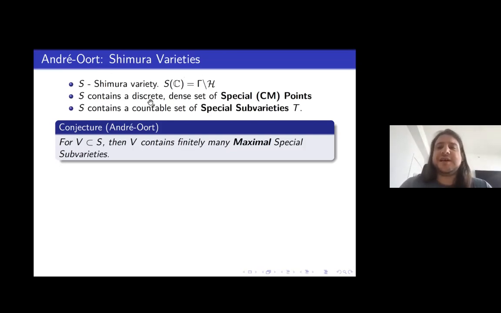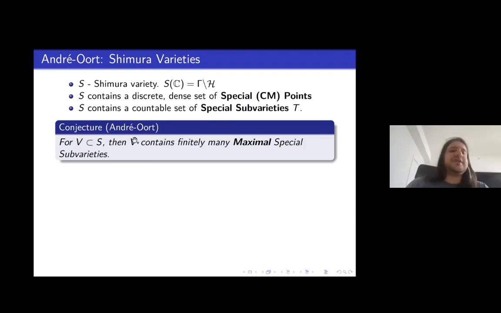But Shimura varieties contain the same kind of setup. They don't have a multiplicative structure or a group structure, but it's still sort of lurking in the background. So you still get the set of special points called CM points, CM standing for complex multiplication, which are the analog of torsion points in this setting. And you have these special subvarieties, which are kind of Shimura subvarieties in a sense, which I'll describe. And these are extremely interesting for various arithmetic reasons.